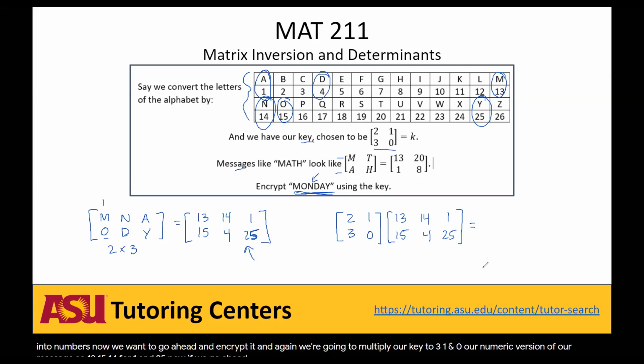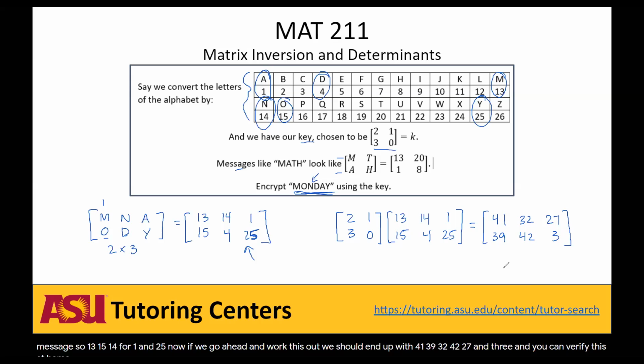Now, if we go ahead and work this out, we should end up with 41, 39, 32, 42, 27, and 3. And you can verify this at home. So this is our encrypted version of Monday, which is our solution.